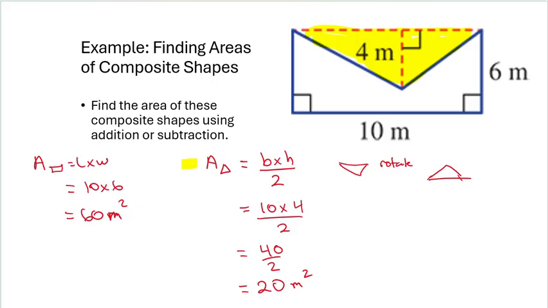Key highlight here is make sure you put in your units. That's really, really important. Because we are removing the highlighted yellow part from the rectangle itself, we're actually going to subtract. So A total equals 60 minus 20, and that ends up being 40 meters squared.